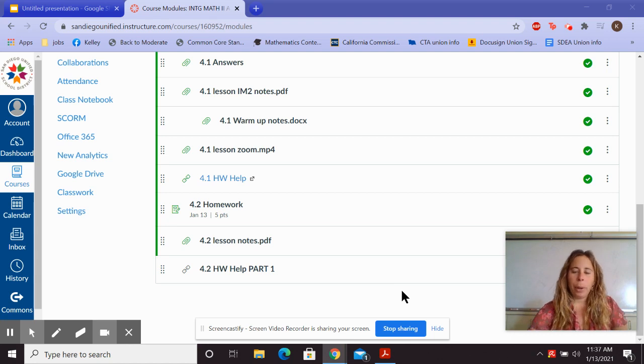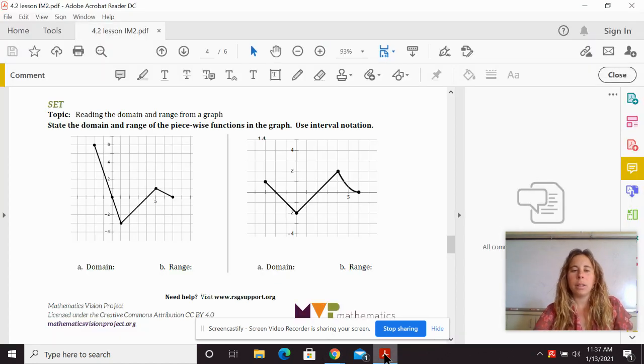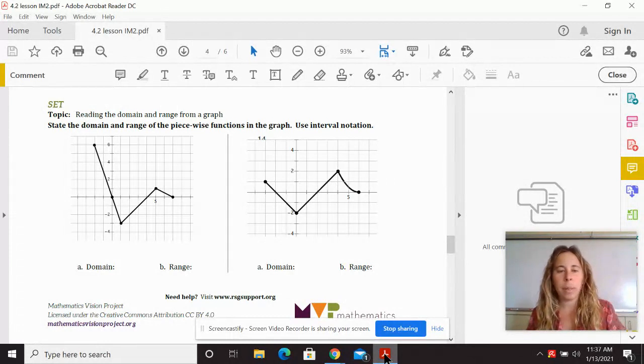Okie dokie, part 2. So I'll do the rest of it on here. So 4.2 homework continued. State the domain and range of the piecewise function of the graph. Use interval notation. So interval notation is probably what you used.